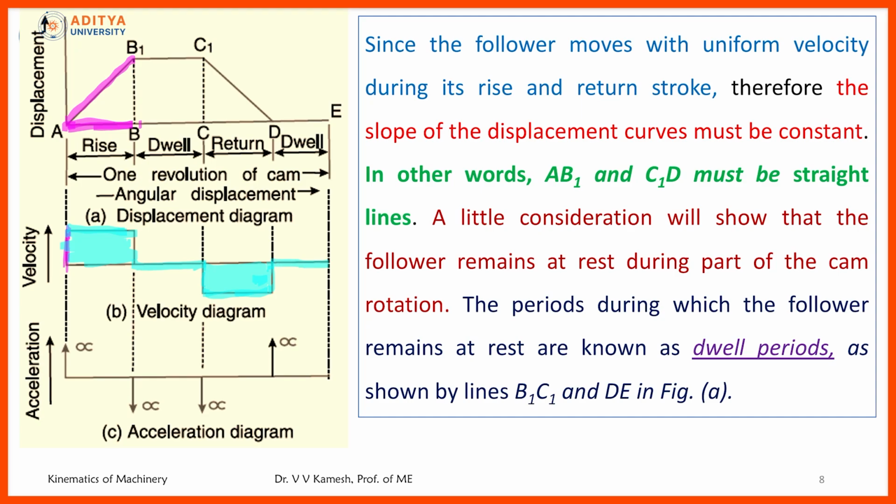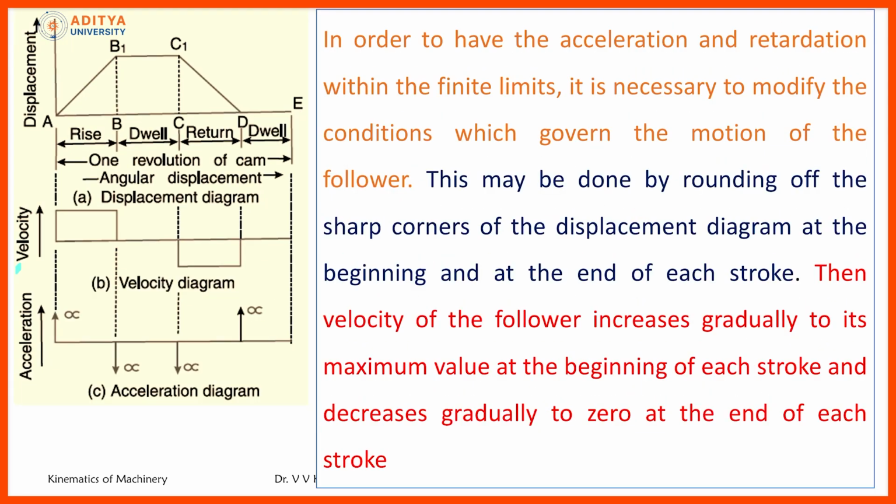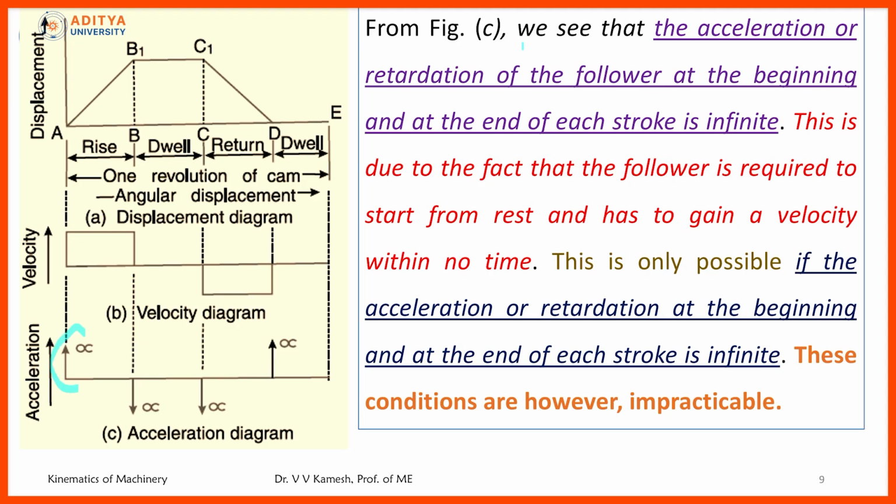After that, the dwell period. Whenever there is a dwell period, the displacement will be 0, and the derivative of the displacement will also be 0. Next, we are going to the acceleration diagram. The acceleration diagram is actually the rate of change of velocity. In the figure, you can see the acceleration is infinite.